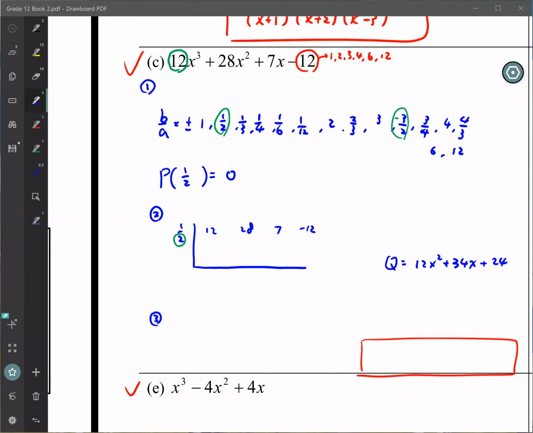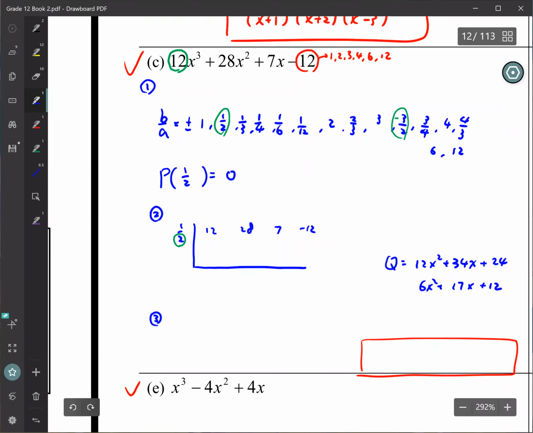Tiana, what do you have for the quotient? 6x squared plus 17x plus 12. Okay. And Donna, what's your quotient? Same as Tiana. Okay, let's double check.